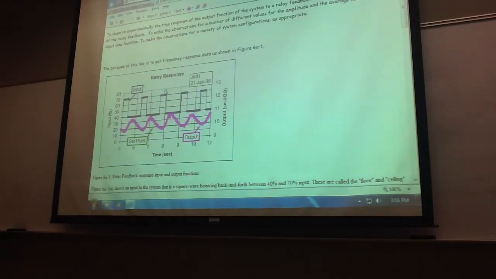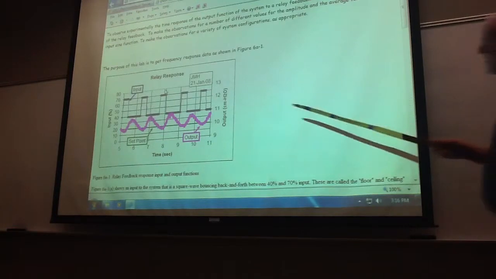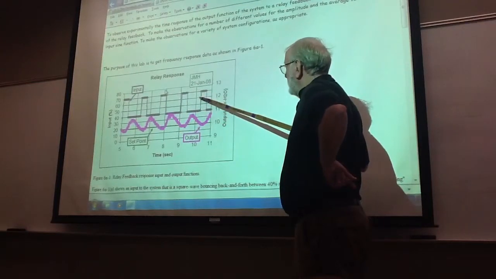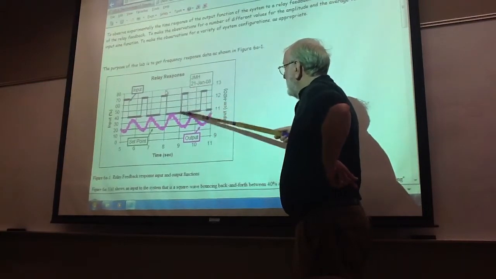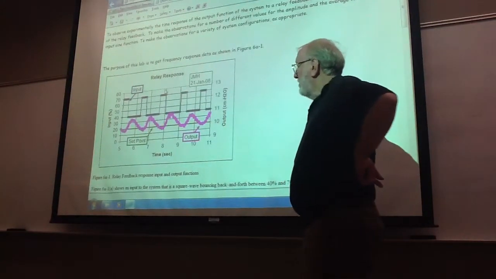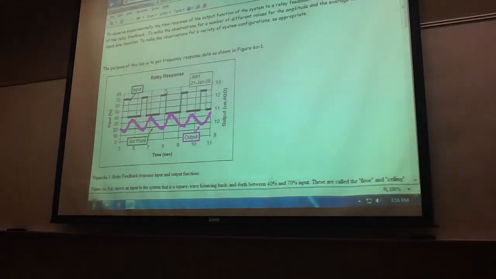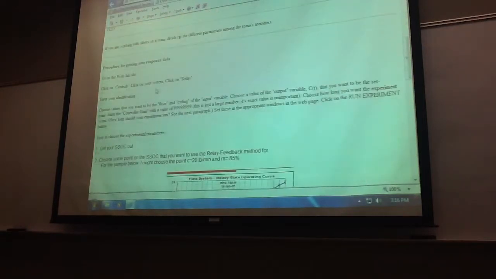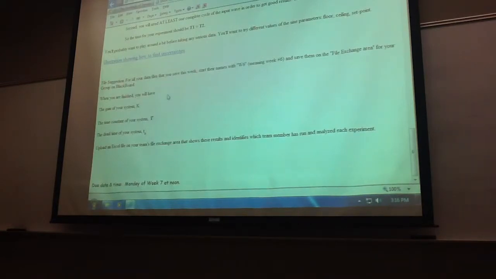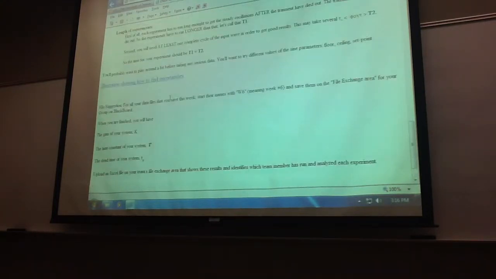We use something that's called the relay feedback, and it makes this kind of input that you might call a square wave, but nevertheless, it goes up and down. And this is the output. And from that graph, you can determine the gain of the system, the time constant of the system, and the dead time of the system.